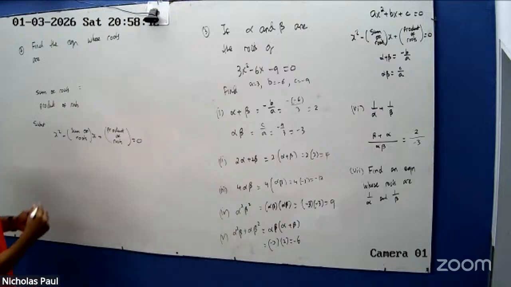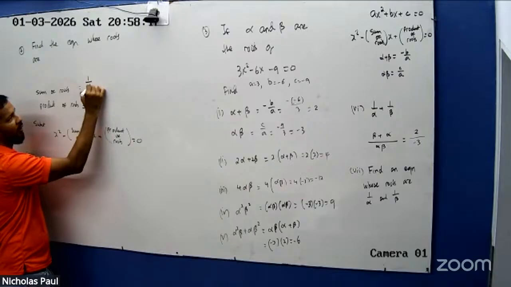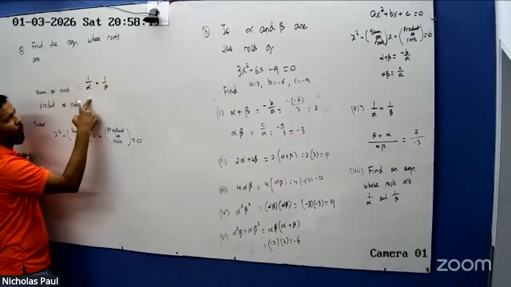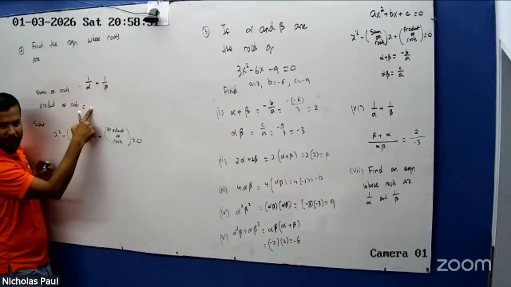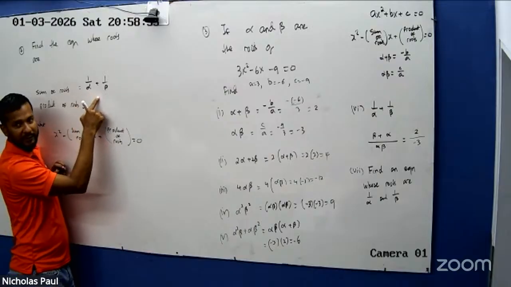Take your time, try to find the sum of the roots. Remember the roots are what? 1 on alpha, 1 on beta. What was the answer for this? Adrian, what was the answer for the sum of the roots? 1 on alpha plus 1 on beta.